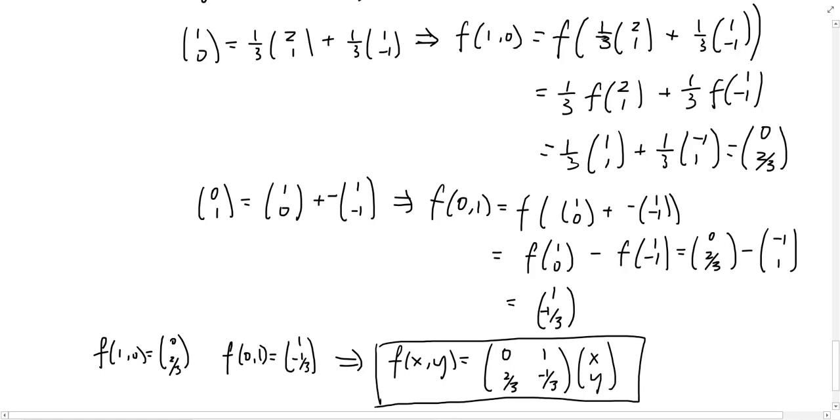So expect something similar to this on your tests. You will be asked something about theorem 3.1.3 where you do something similar to this, and you will have to be able to figure out what f of the standard basis would be to form this matrix. Good. All right.